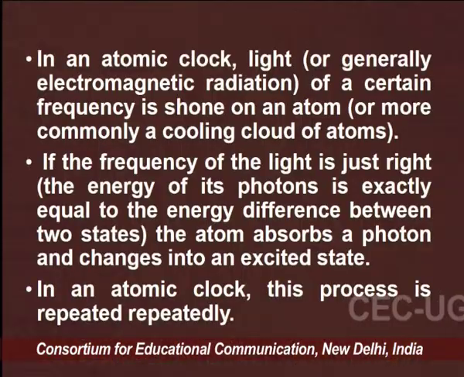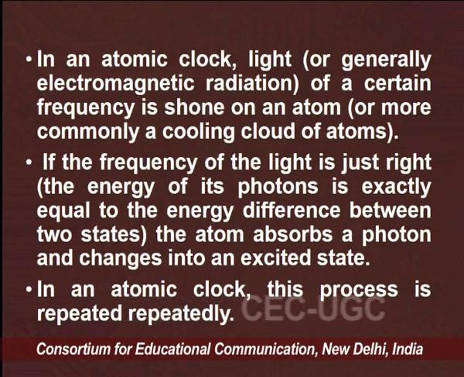So, in an atomic clock, light of a certain frequency, that is generally electromagnetic radiation, is shone on an atom, or commonly a cooling cloud of atoms. So what are we having here? We are having a certain frequency that will fall upon the atom, which is a cloud of atoms.